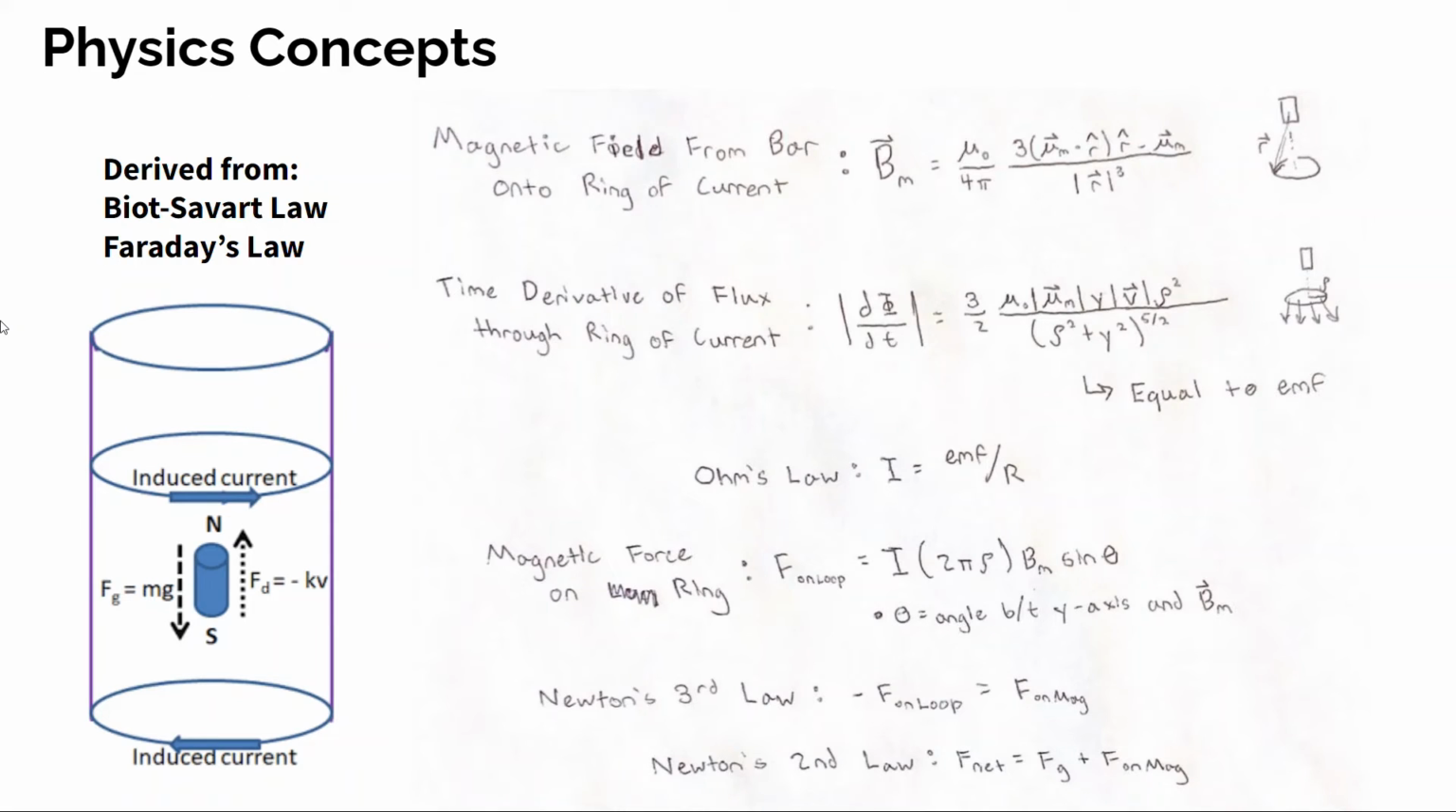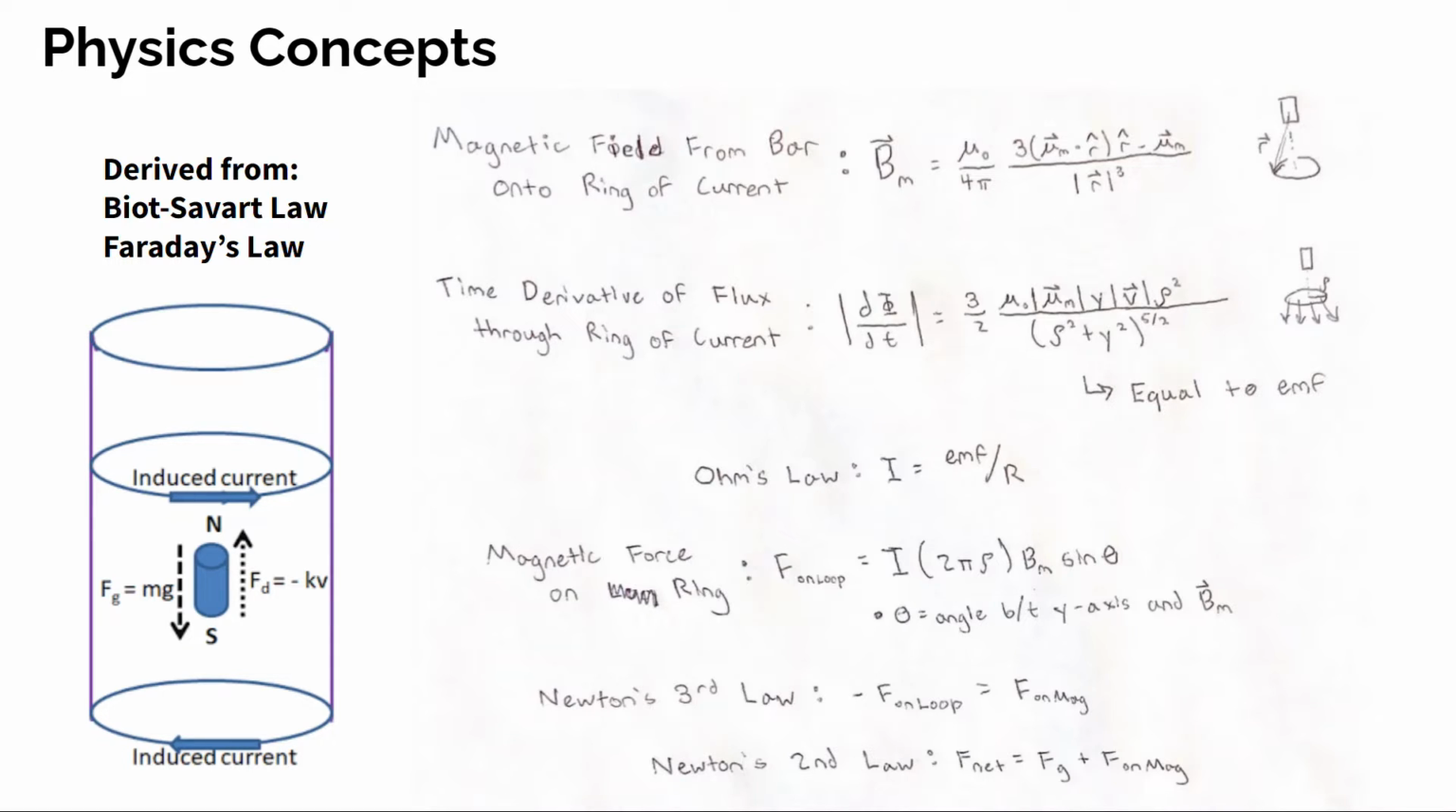Our physics concepts for this lab were derived from the Biot-Savart law and Faraday's law, for this situation where a bar magnet is falling through a cylindrical conductor. First, our magnetic field equation related the magnetic dipole moment of the bar magnet, as well as the radius from the magnet to a point on the ring of induced current of the cylinder, to get the magnetic field vector at that point of the cylinder. Next, the time derivative of flux equation utilized the magnetic dipole moment, the vertical distance from magnet to the ring of induced current, the velocity of the magnet, and the radius of the cylindrical conductor to give us the EMF that is produced for that ring of induced current.